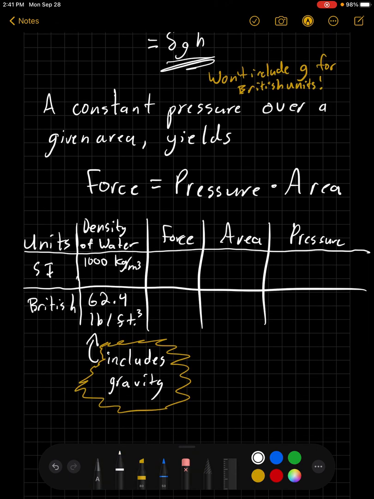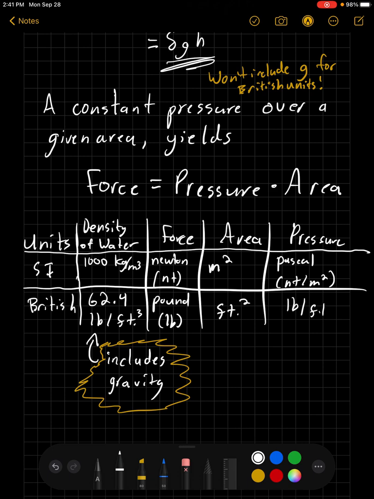Okay, and so then we have the force, if we have newtons, and we have pounds, and area here will be meters squared, and here would be feet squared, and the pressure is Pascal, newtons per meter squared, and the pressure here is pounds per feet squared. So a lot of these pressure problems will involve water. Actually, I think pretty much all of them. And when they do, these are the units you're going to use.